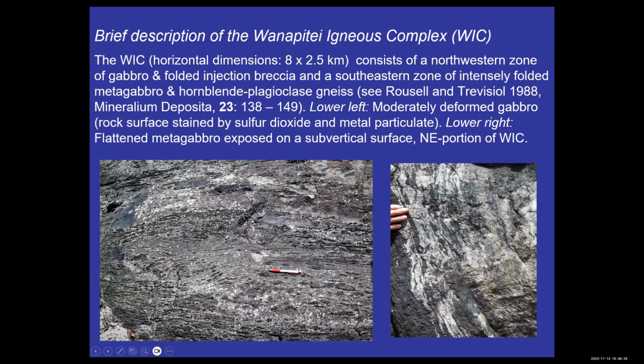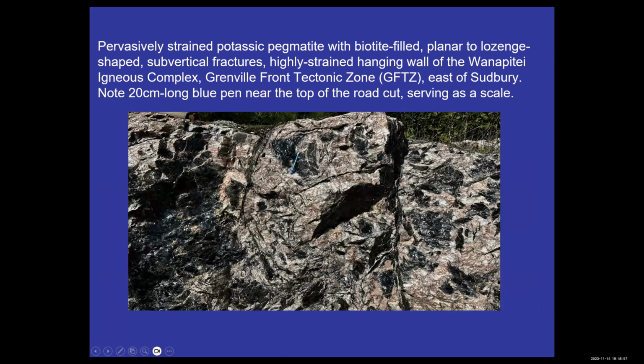Here are photographs of the Wanapitei meta-igneous complex. This is a fairly well-preserved mafic gabbro, I guess. And here's a very nice anorthositic gabbro, kind of. You can see the mafic clots have been strained quite a bit. This is the vertical surface, so you can see this is deformed. We are in the hanging wall of the Grenville Front. We're in the Grenville proper.